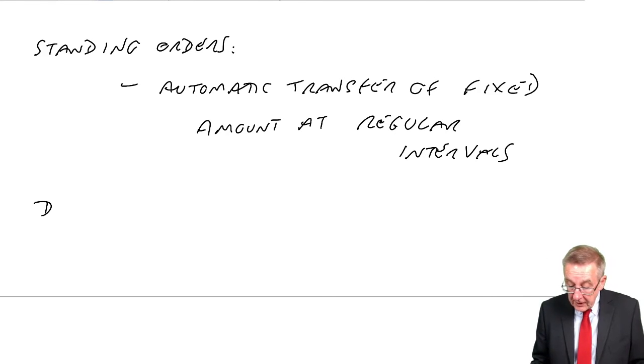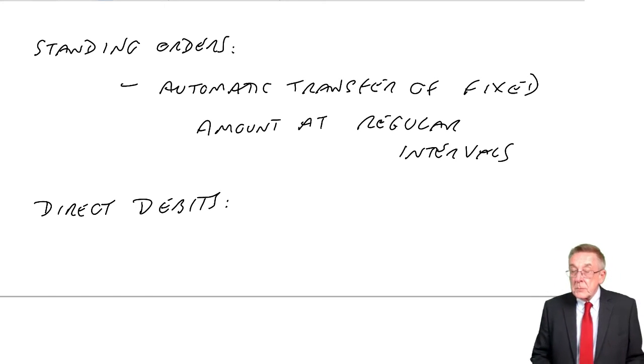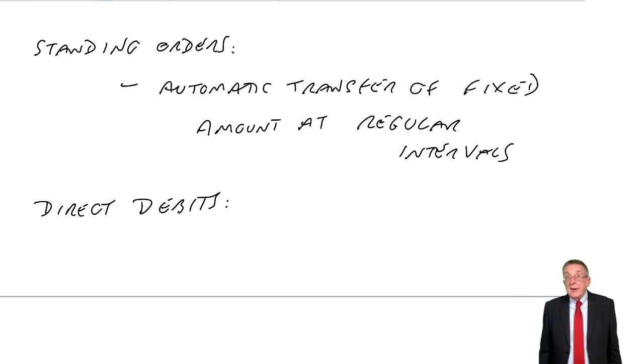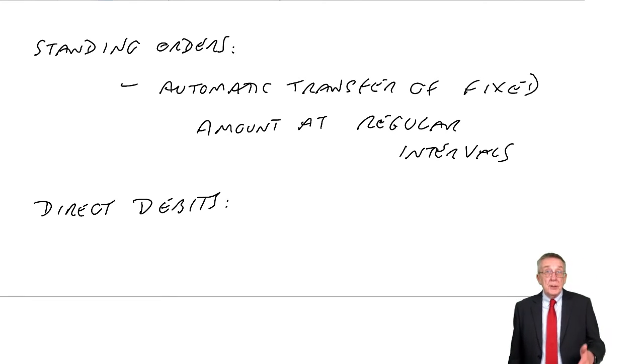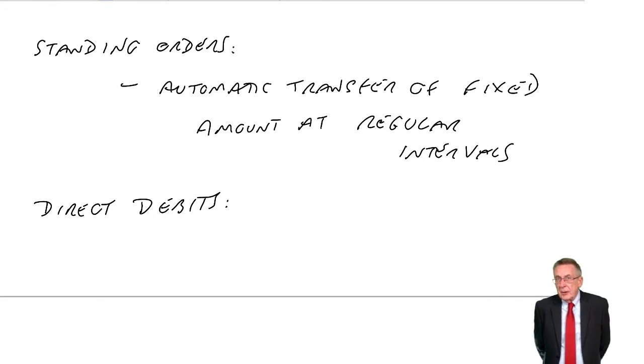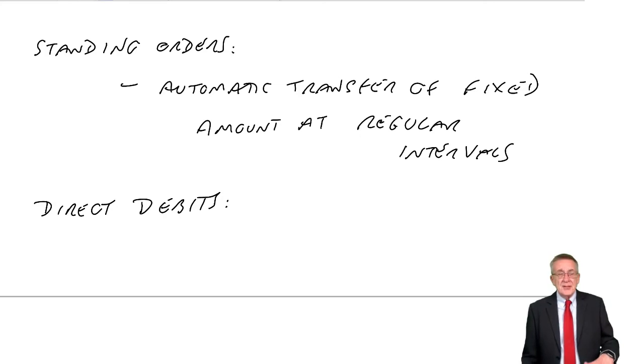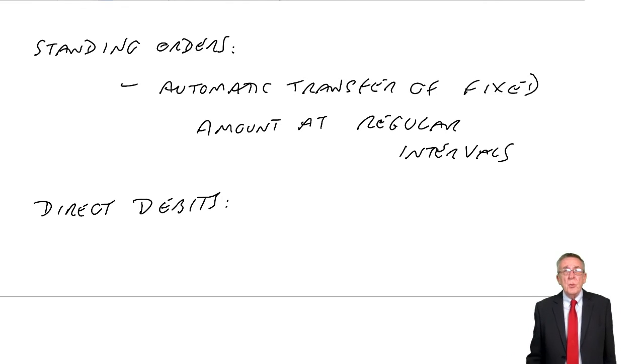Finally, very similar but direct debits. Standing orders are fine for things like rent, where it is a fixed amount every month. But for things like the telephone bill, my telephone bill's different every month. Some months it may be $10, some months it may be $100. Standing order doesn't work.